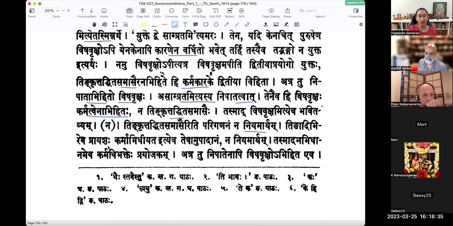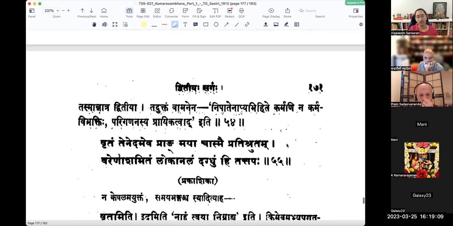Tingadibihi eva prayashaha karma abhidiyate. Ityeva tesham upadanam na niyamartham. So tasmat anabhidanam eva karma vibhakteh prayojakam. Atra tu nipatena api vishavrikshaha abhihitaha eva. So anabhihite eva karmakarakasya dvitiya bhavati; abhihite tu, it will be in the prathama vibhakti. So if it is indicated by any of those words, nipatam is also included there.